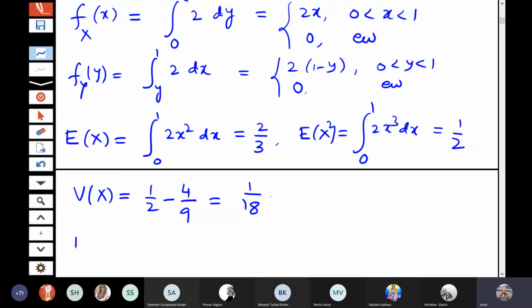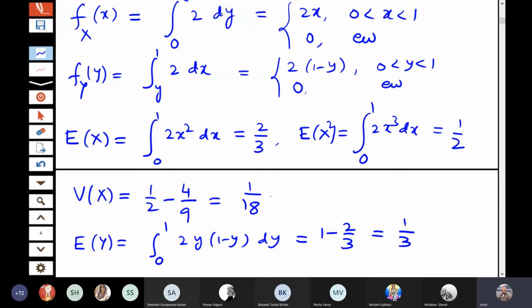In a similar way, I can calculate expectation of y. So expectation of y is again integral 0 to 1 2y into 1 minus y. So easily you can check this calculation. It is 1 minus 2y square, so that will give you 2 by 3. So 1 minus 2 by 3, that is 1 by 3.